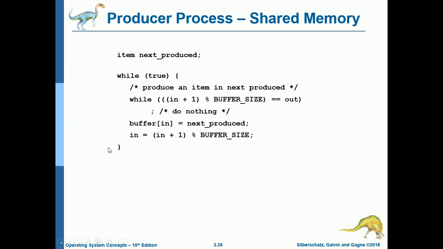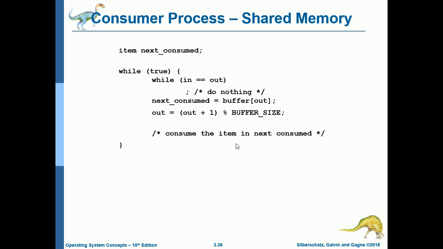But if it's not full, buffer[in] is equal to next_produced, then in is equal to (in + 1) % BUFFER_SIZE. So if it's not full and the process produces an item, it will just add it to the buffer. Again, if it's not full. So that's the code for the producer process.